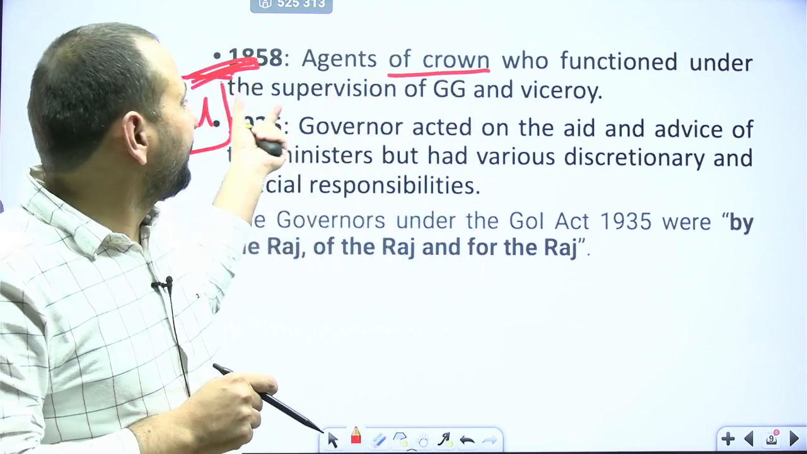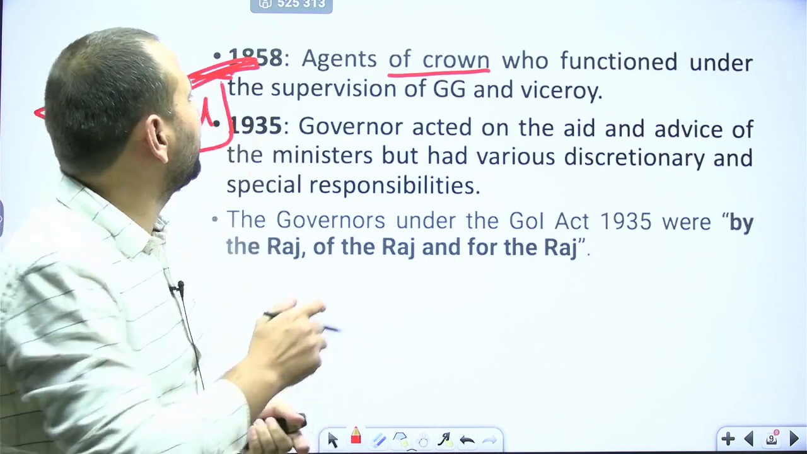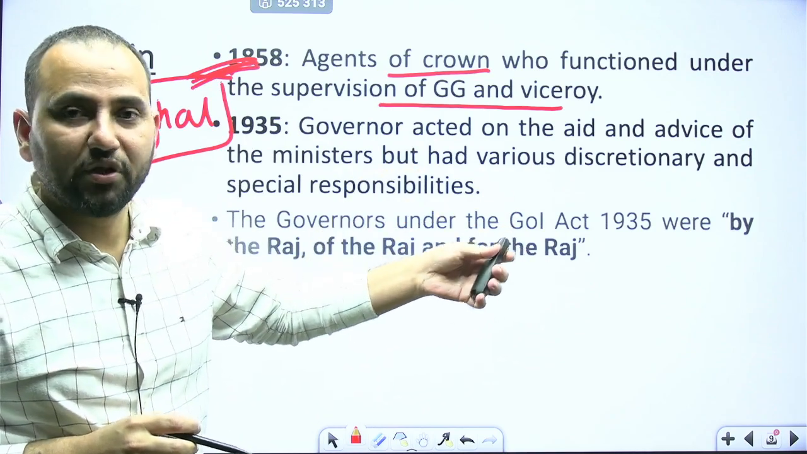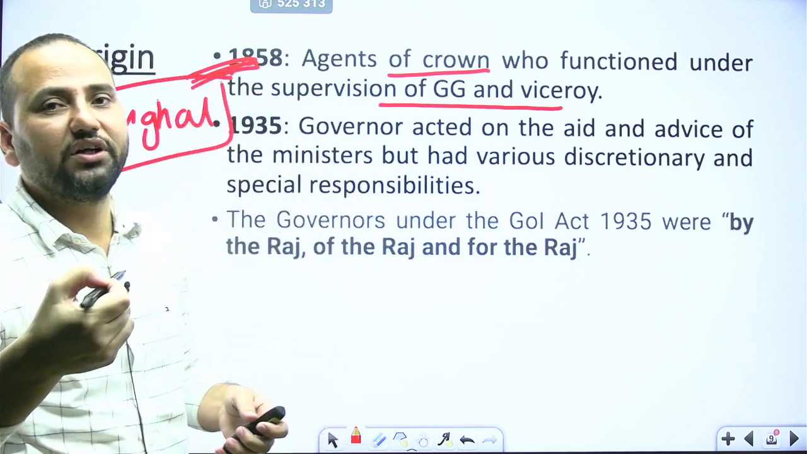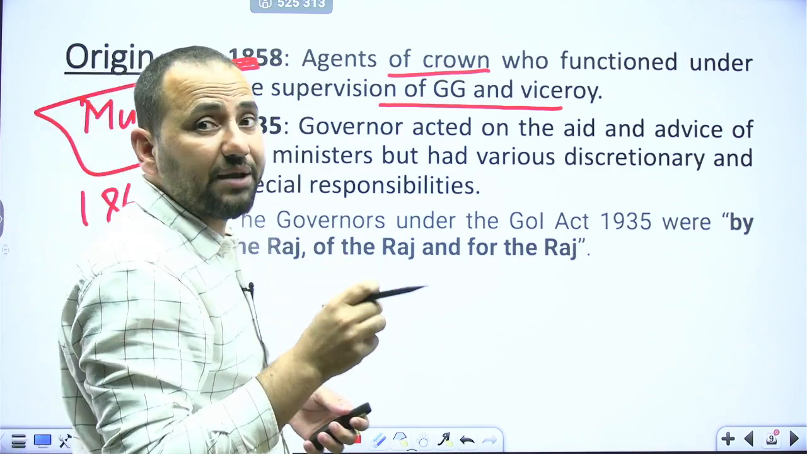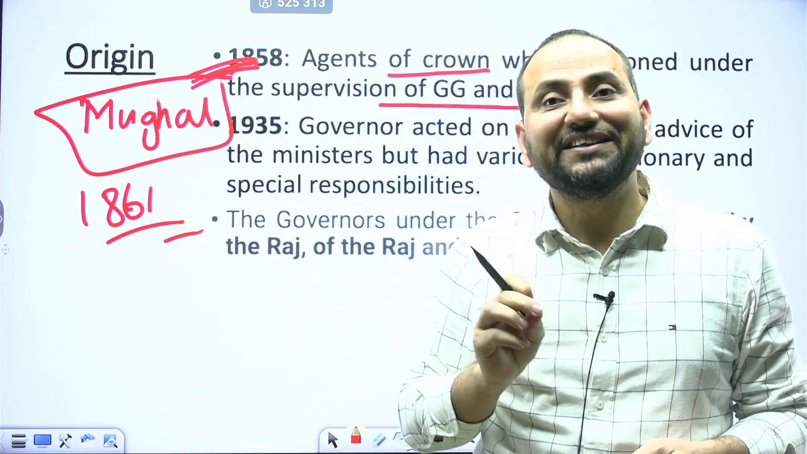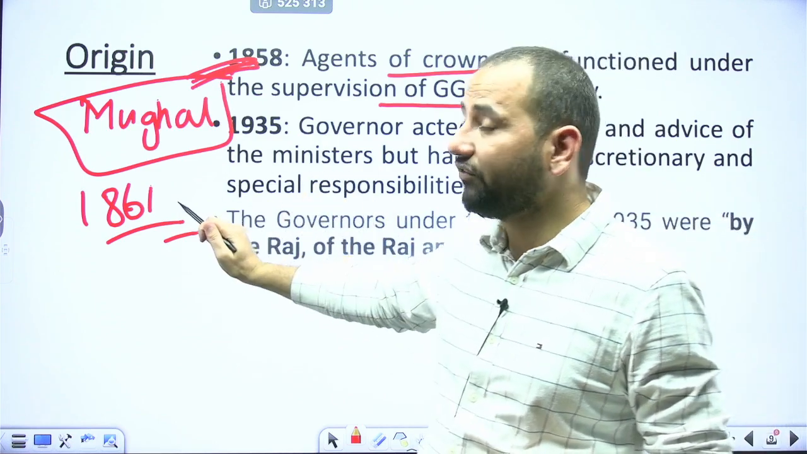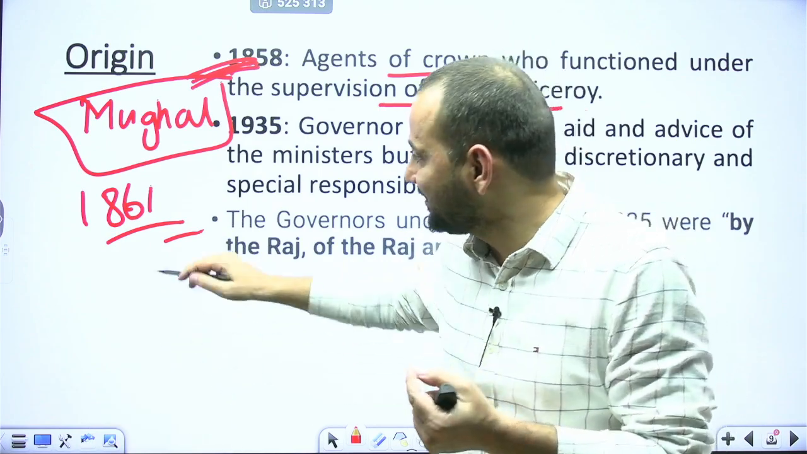From 1858 onwards, the governor started functioning under the supervision of the British Crown as well as the Governor General and Viceroy of India. From here onwards, we started seeing this evolution. And through the Indian Councils Act of 1861, we also came up with the concept of devolution of power, which we can also understand as decentralization of power. The centralization, which was at its peak in 1833, started seeing this decentralization.